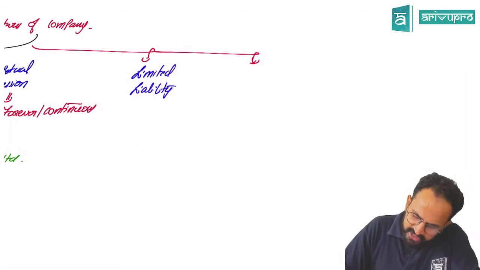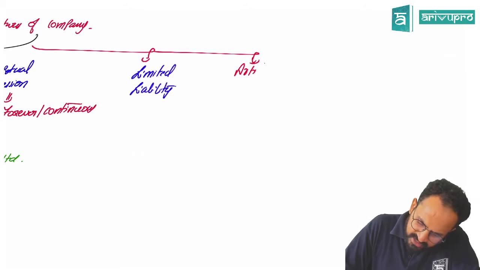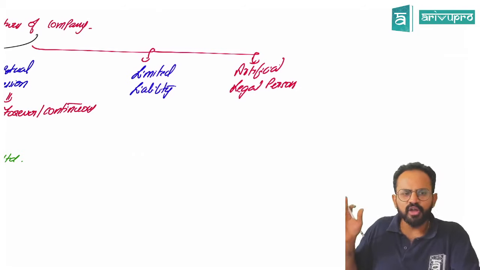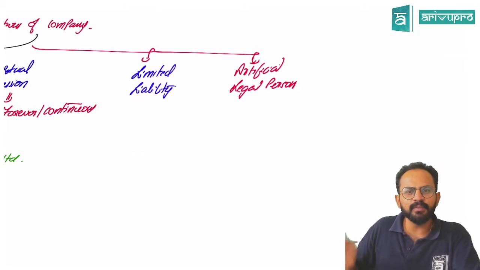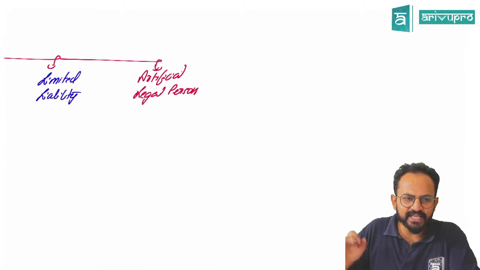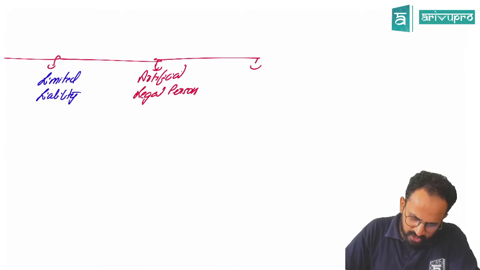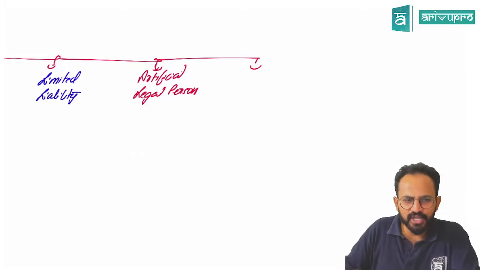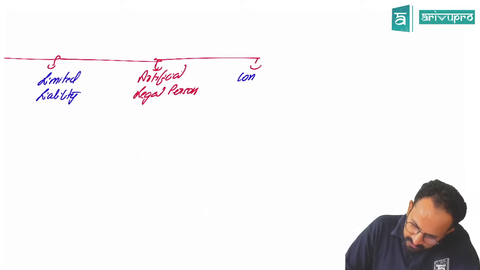Okay, sir. So the next concept is called artificial person. Company is an artificial legal person. This all of us know. We have seen company is a person. I have told you 100 times. Correct? Sir, it takes birth by law, not by natural birth. Correct? Yes, sir.